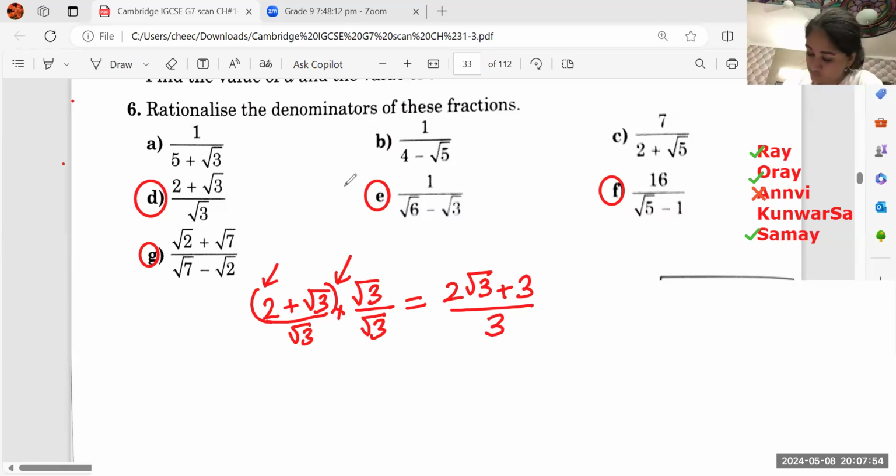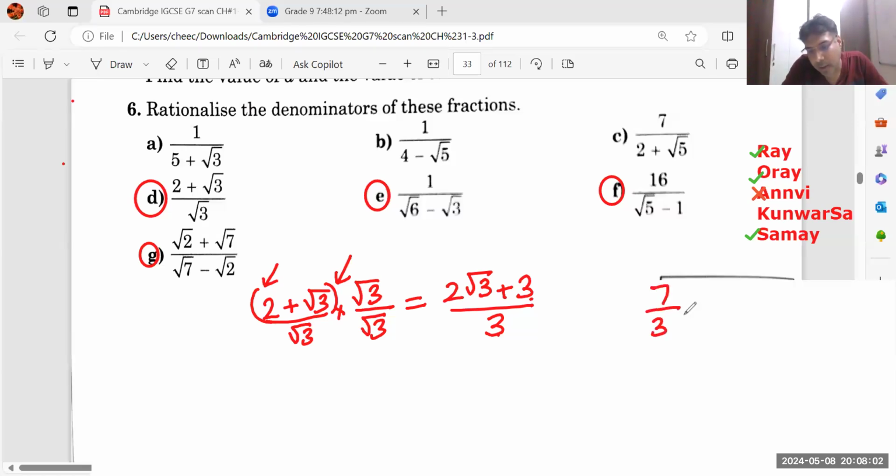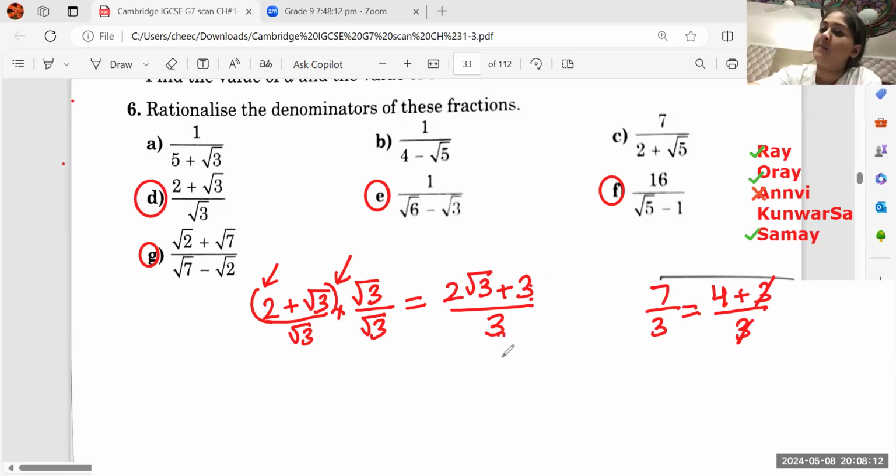Then won't we cut 3 and 3? This 3 and 3. Suppose you have 7 upon 3. Do you write it like this, 4 plus 3 upon 3, then cut this 3 and this 3? Similarly, this 3 and this 3 won't be cut. Okay.